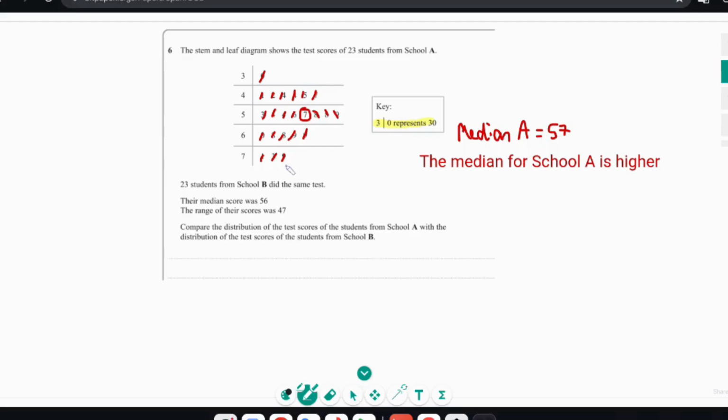The range is the biggest number, take away the smallest number. Biggest number 79, smallest number 30. So the range is also higher for school A.